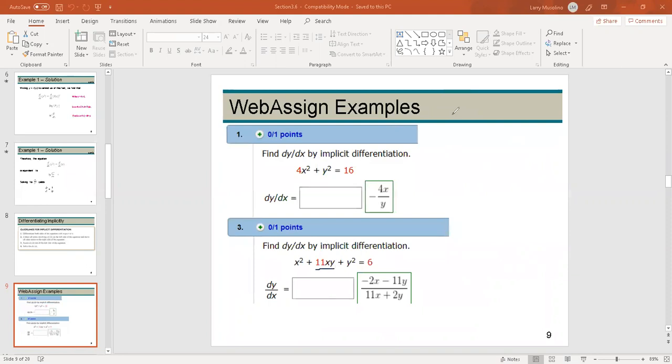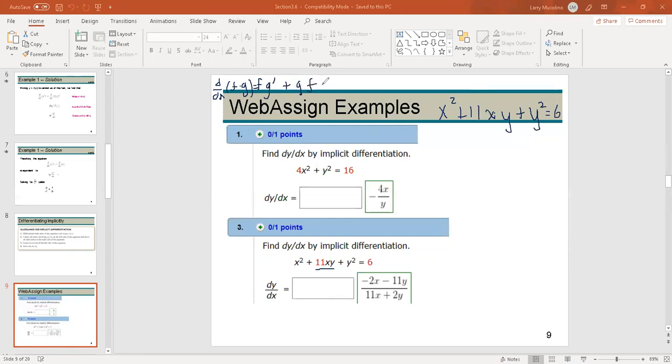Okay, let me write this up here. x squared plus 11xy plus y squared equals 6. All right, I'm going to take the derivative of both sides. Now, before I do that, I know I'm going to need the product rule. And remember, when you take the derivative of f times g, the way you set it up is f times g prime plus g times f prime.